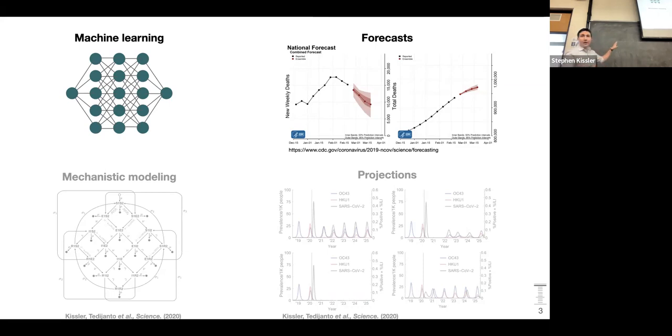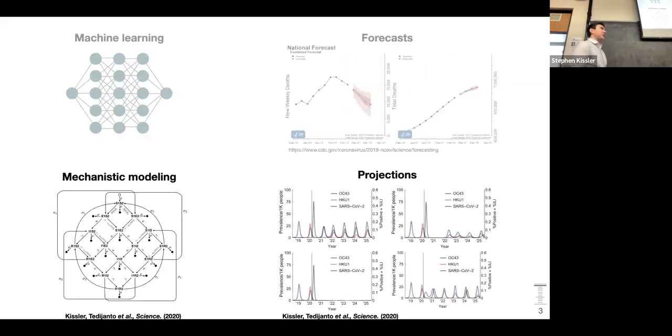But this is really not the area that I spend most of my time thinking about. Rather than thinking about, given the scenario that we're in, what will happen in a couple of weeks, what I'm really interested in asking are these complex if-then questions, which we really need mechanistic models to answer.